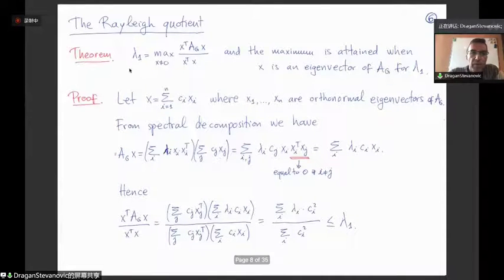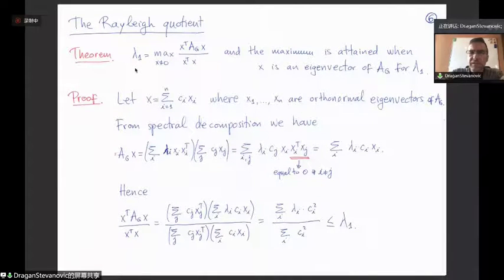So let's go back to summarize. The maximum of all these ratios is equal to lambda 1, or when we take any particular x, we know that lambda 1 will be larger than or equal to the Rayleigh quotient for that particular x. And we can have equality only when x is an eigenvector for lambda 1.